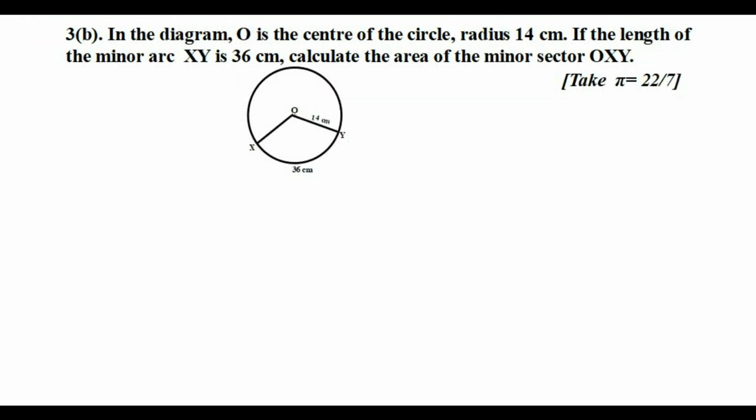Question 3b says: in the diagram, O is the center of the circle, radius 14 centimeters. If the length of the minor arc XY is 36 centimeters, calculate the area of the minor sector OXY. Take pi as 22/7. This is the circle we're talking about, and this is the length of the minor arc, which is X coming like this to Y, 36 centimeters, and the radius of the circle is O to Y, 14 centimeters, or O to X, 14 centimeters.